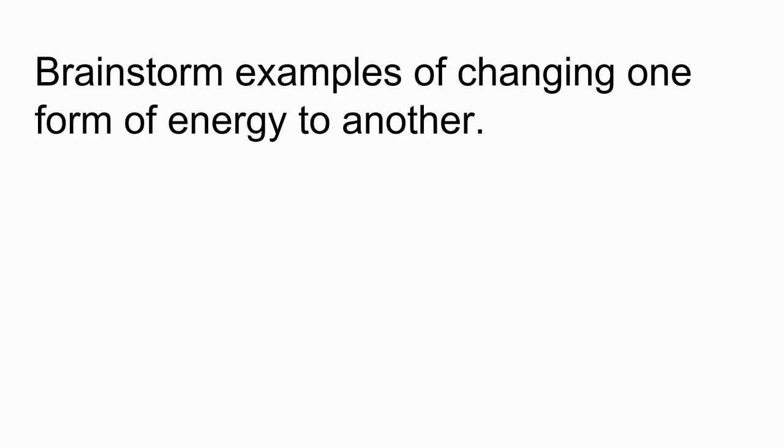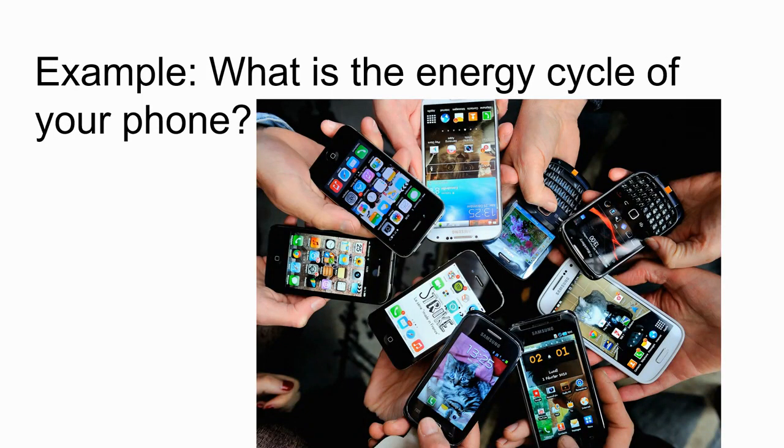Okay. So let's think through together. So let's think about our phones. So this is what we're going to do as our assignment, but let's do an example together. So over here we have our phones. Okay. Our phones have a battery. So a battery is chemical energy. Okay. So then if I have a phone, what kind of energy can I get out from a phone?